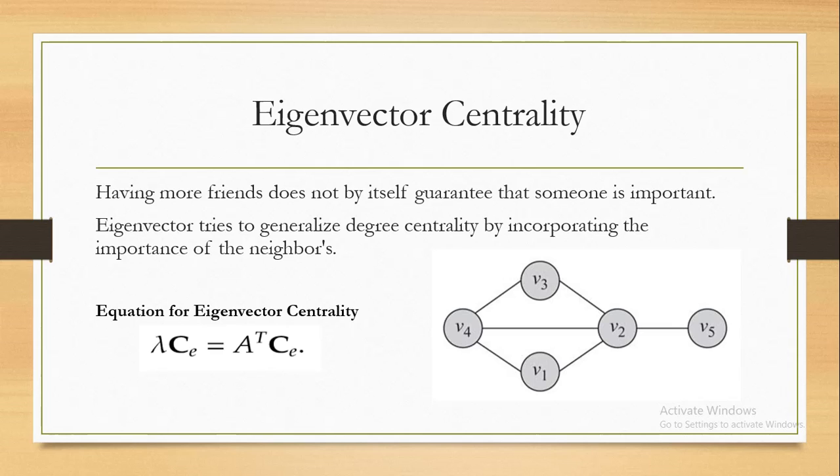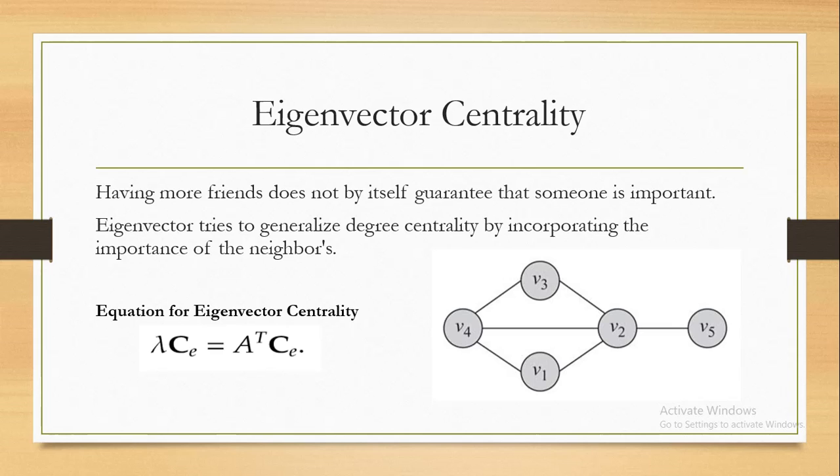It is just like your parents say, if you're having good friends, then you have a great future, and if you're having bad friends, then you have a bad future. So in this case, the centrality of a particular node is decided by how important its neighbors are. The equation for eigenvector centrality is lambda CE, that is eigenvector centrality, equals A transpose CE. Here A is an n by n matrix which gives us the connectivity between the nodes.